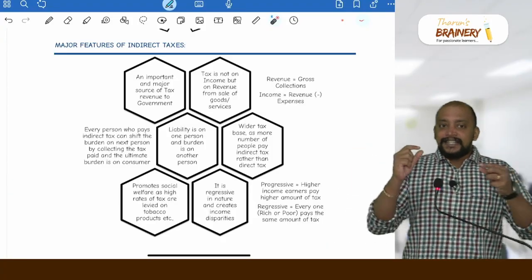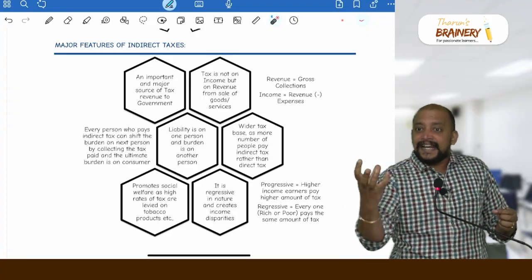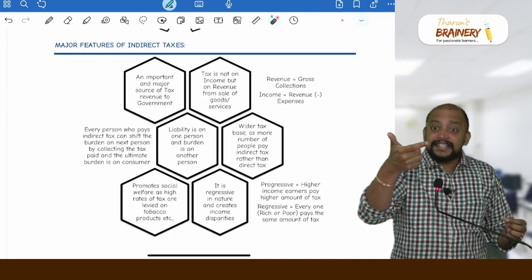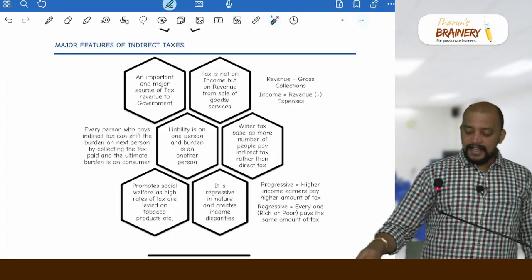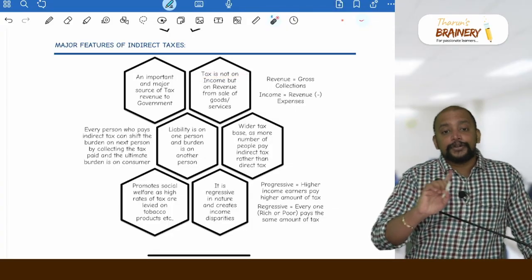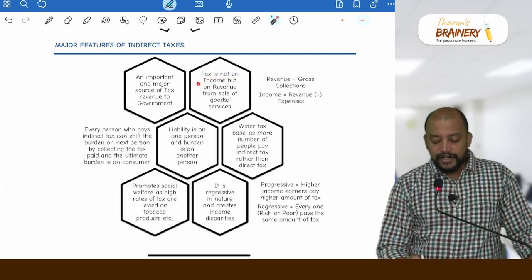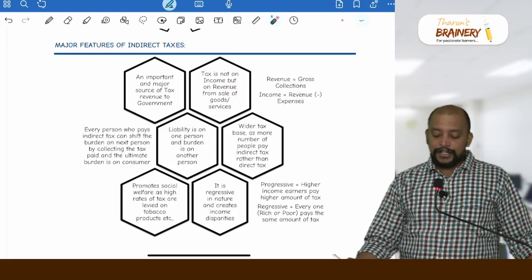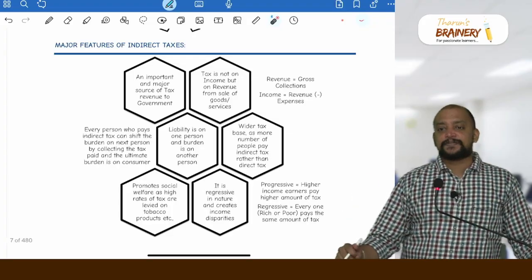But if you see the difference between these two, in all these examples what I told you is that indirect tax is on the gross, GST is on the gross, but income tax is on the net after reducing the expenses. Is it clear? So see that. So indirect tax is on revenue, not on income. Indirect tax is not on income but on revenue from sale of goods or services. What is the difference between revenue and income? Revenue is gross, but income is after reducing the expenses.